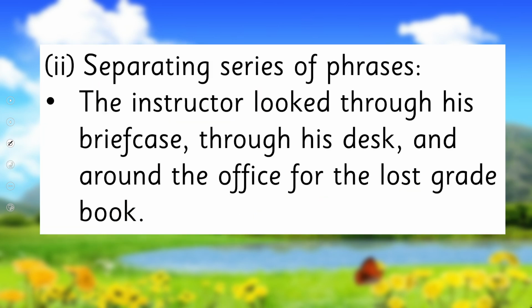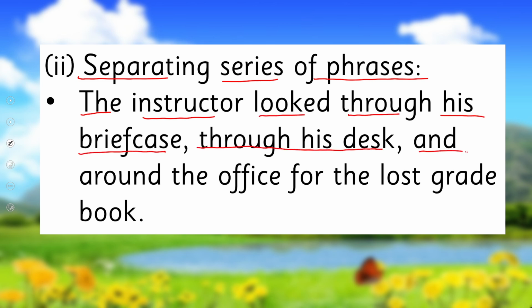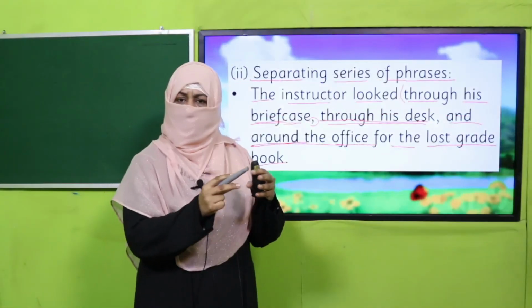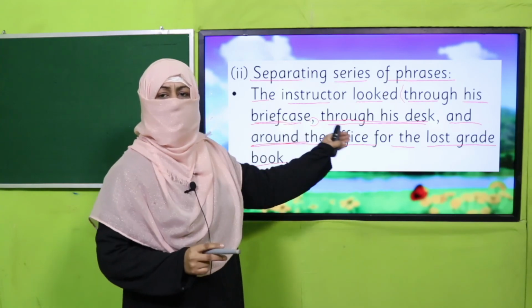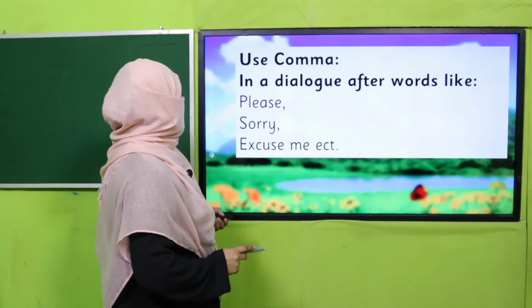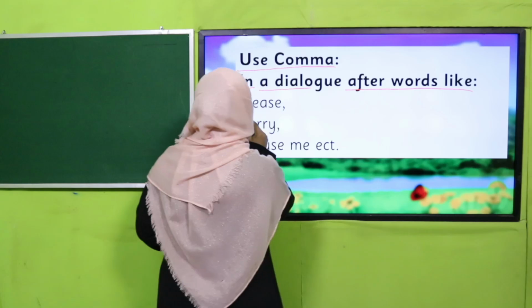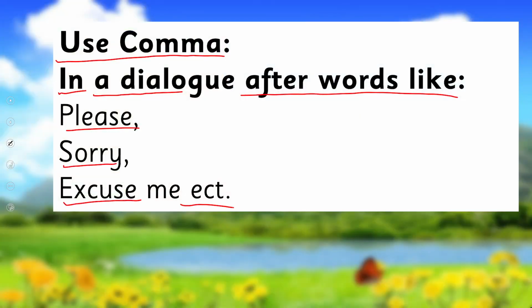The next use of comma is to separate a series of phrases. The instructor looked through his briefcase, through his desk, and around the office for the lost grade book. Okay, so this comma is separating where he looked: through his briefcase, through his desk, and all around. A phrase means a chunk of a sentence which is linked together. So we have to separate them by putting commas. All right. So the next use of comma, we have already learned. We use a comma in a dialogue after words like please, sorry, excuse me, etc.